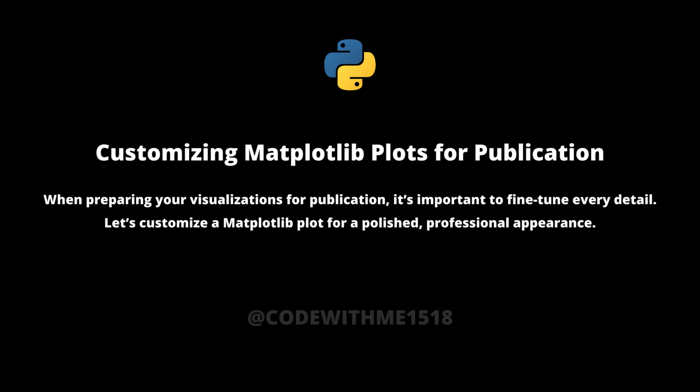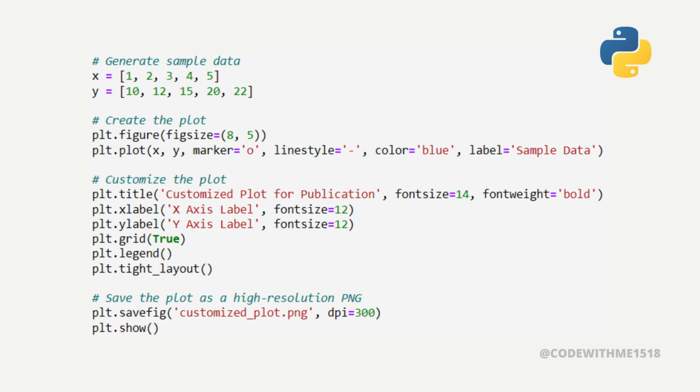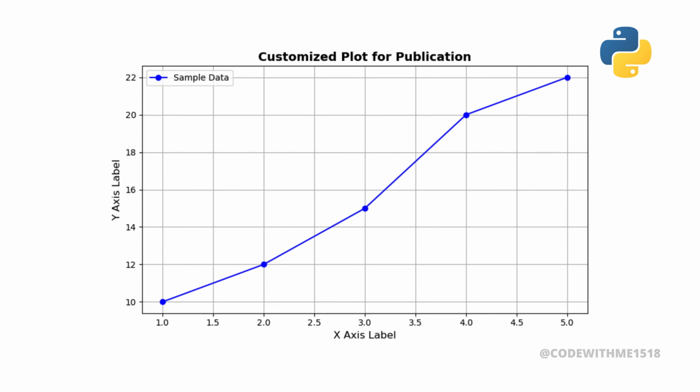When preparing your visualizations for publication, it's important to fine-tune every detail. Let's customize a Matplotlib plot for a polished, professional appearance. Notice how we use different fonts, labels, and layout adjustments to create a plot ready for publication. The tight_layout function ensures nothing overlaps, and saving with high DPI ensures clarity.